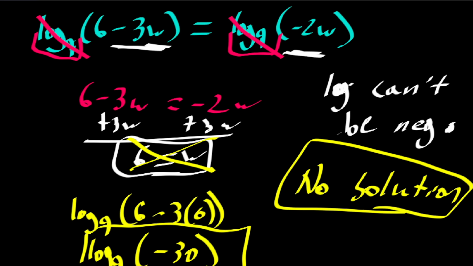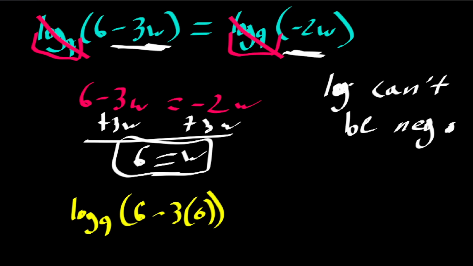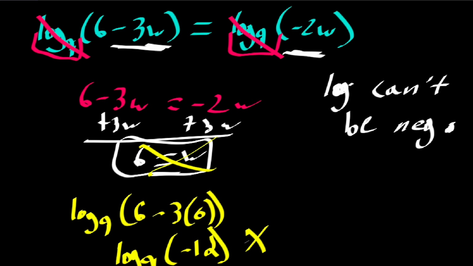Actually, I did this wrong. It is a negative, but it's not negative 30. I just noticed that. Let's see, this would be 18, so it'd be negative 12. All right, so this would be negative 12, which still doesn't work, so we'd still say no solution. So hopefully that explains the whole extraneous thing. If you plug your answer back in and you end up with a negative and you're trying to do the logarithm of a negative, that can't happen.